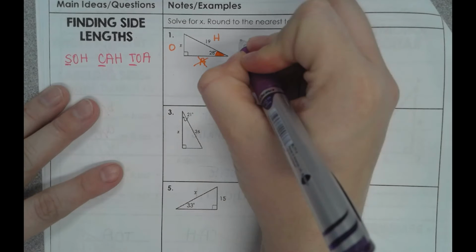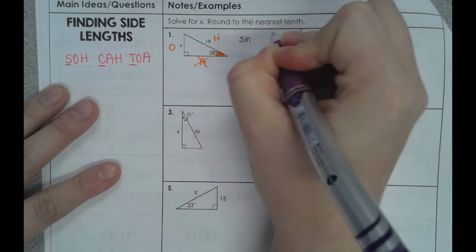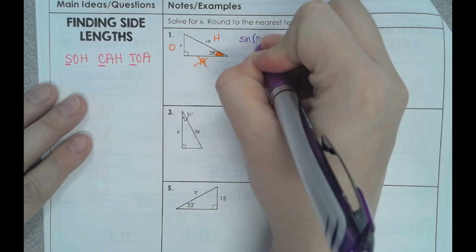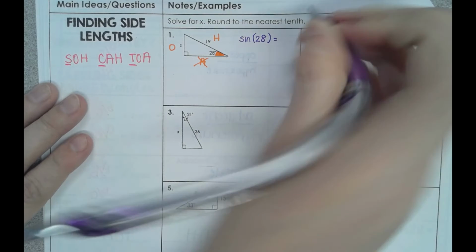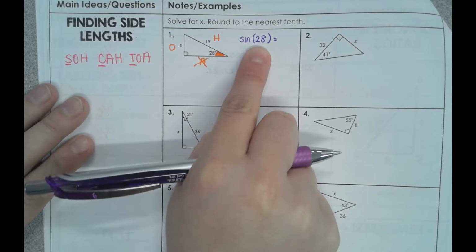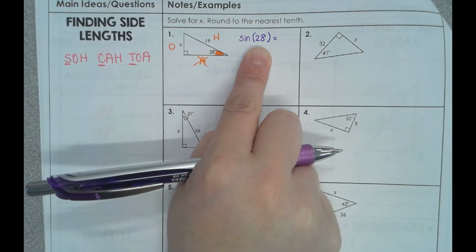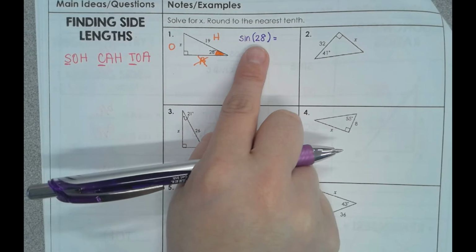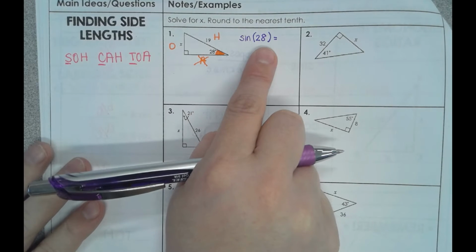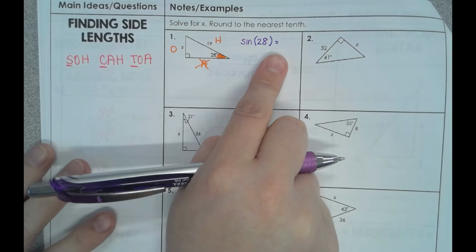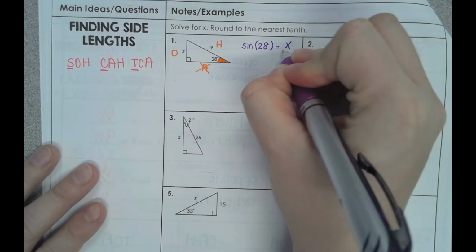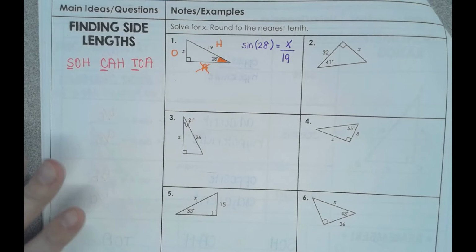So we're going to write sine. Instead of putting theta there like we have been, we're going to put 28. So you always have your trig function, your sine, cosine, or tangent, and your angle is always stuck with it. You don't just have sine of nothing. The angle goes with it. So sine of theta or sine of 28 equals, and then it's opposite over hypotenuse. So X over 19.